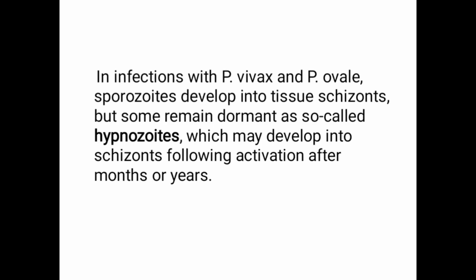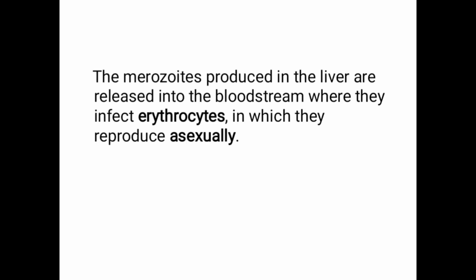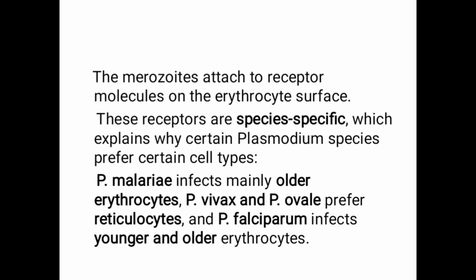In infections with Plasmodium vivax and Plasmodium ovale, the sporozoites develop into tissue schizonts, but some remain dormant, the so-called hypnozoites. This occurs just in Plasmodium vivax and Plasmodium ovale. The hypnozoites may develop into schizonts following activation after months or even years. The merozoites produced in the liver are released into the bloodstream, where they infect the erythrocytes, in which they reproduce asexually. The merozoites attach to the receptor molecule on the erythrocyte surface.